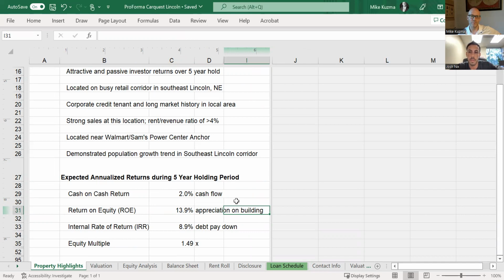But those basic concepts drive pro formas. Those are what banks look at. Those are what we, the investors, look at. And at the end of the day, this is what we're going for, because everything's relative.